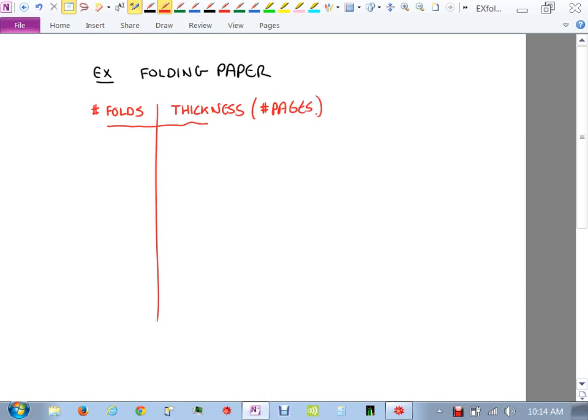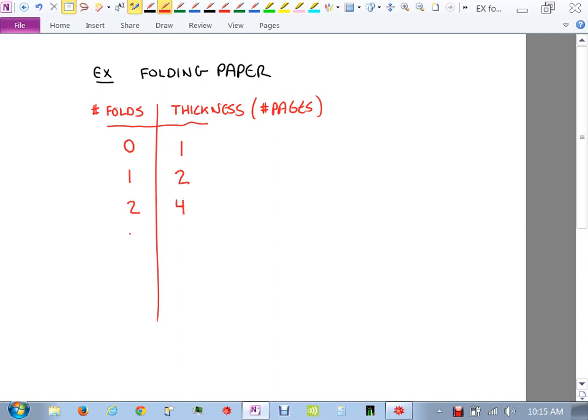What I mean by that is, if I don't fold a piece of paper, how thick is it? 1 page thick, right? So no folds is 1 page thick. Now, if I fold it 1 time, how thick is it now? 2 pages thick. If I fold it again, what is it? You've got the 2 that you had before, now 2 more, so you have 4.